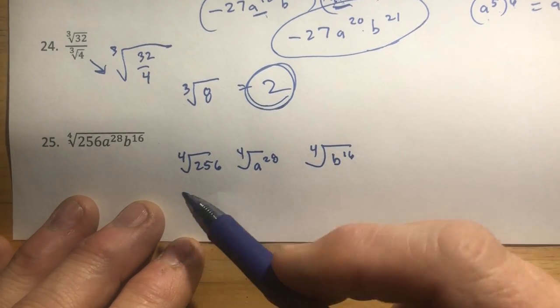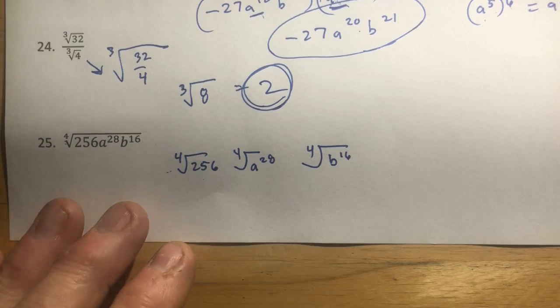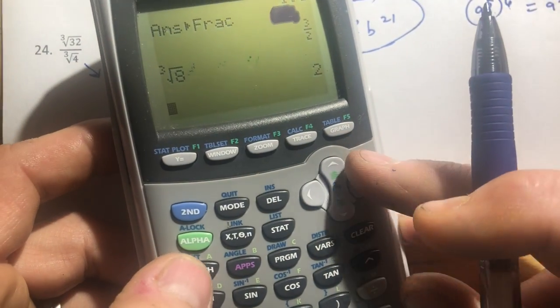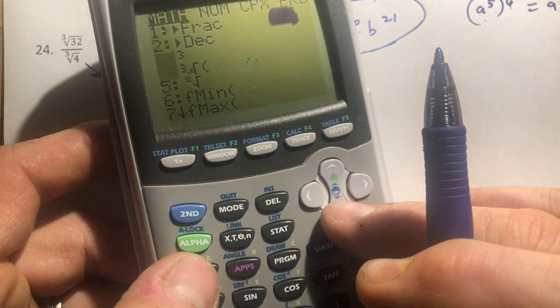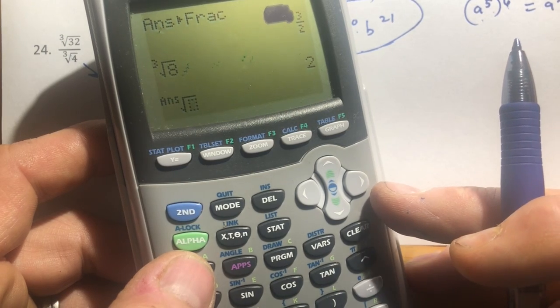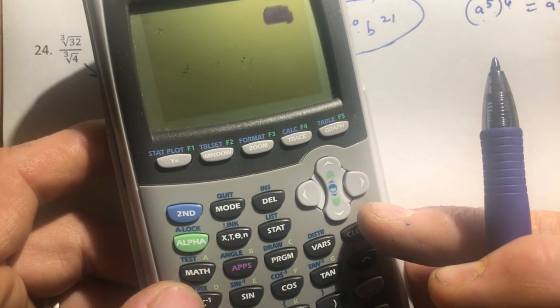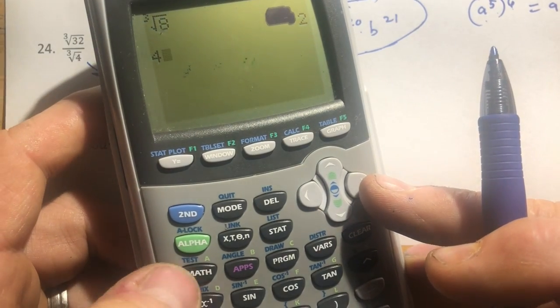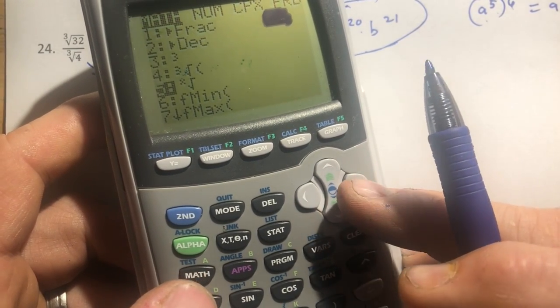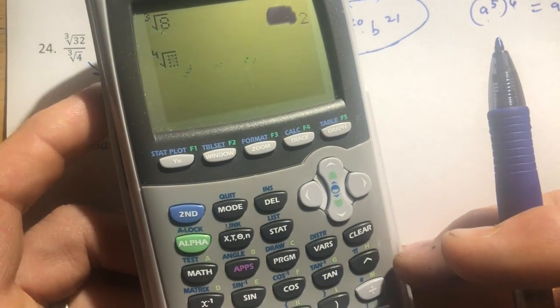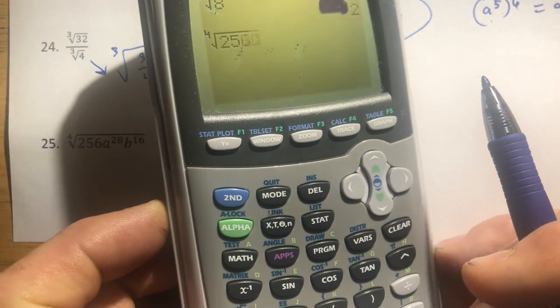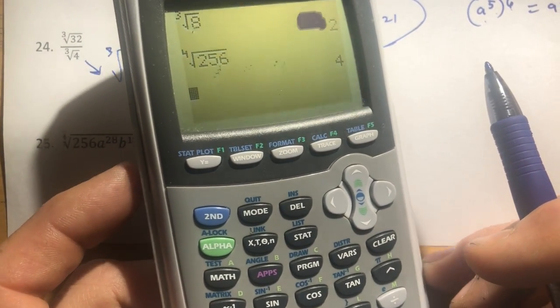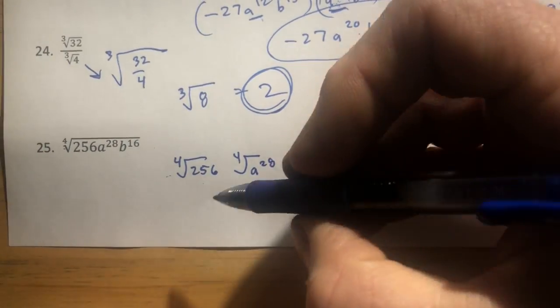Okay. Now the fourth root of 256, you could type that on the calculator if you hit the math, and then go down, you could do this x root. Okay, so you have to hit 4 first. So 4, and then do that. So there's the fourth root of 256, and that's 4. Okay, this right here is 4.